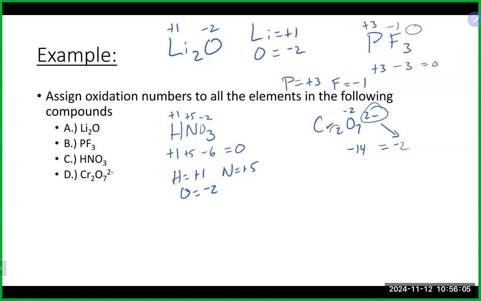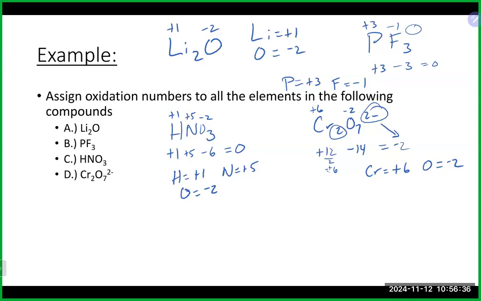Here, though, we do have 2 chromiums. So obviously, to get to -2, you would need something like +12. Since there are 2 of them, each chromium is going to be +6 in this case to get you there, right? So chromium would be +6, oxygen would be -2. Any questions on how to assign those oxidation states or numbers?